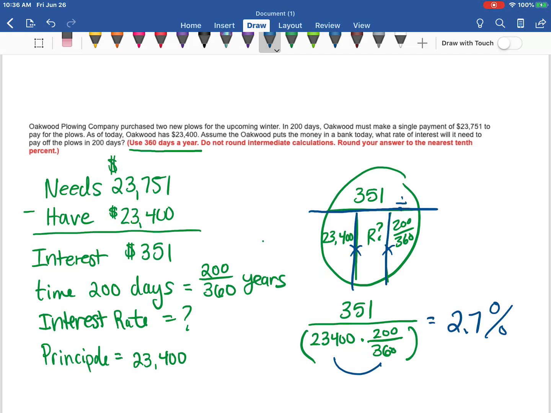Okay, so when you do that on your calculator, of course, you're going to get a decimal value, but remember, I should add that in. You take what you get for your decimal value and multiply it by 100 to put it back into percent form. So in order for this company to earn the $351 that they still need in order to pay off their loan, they need at least 2.7% interest.